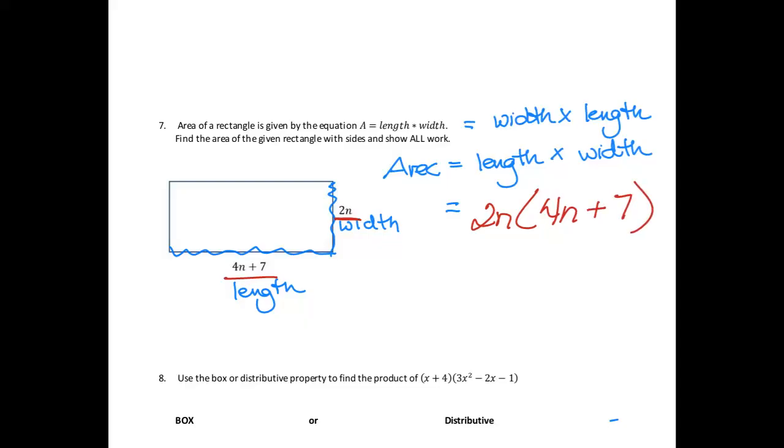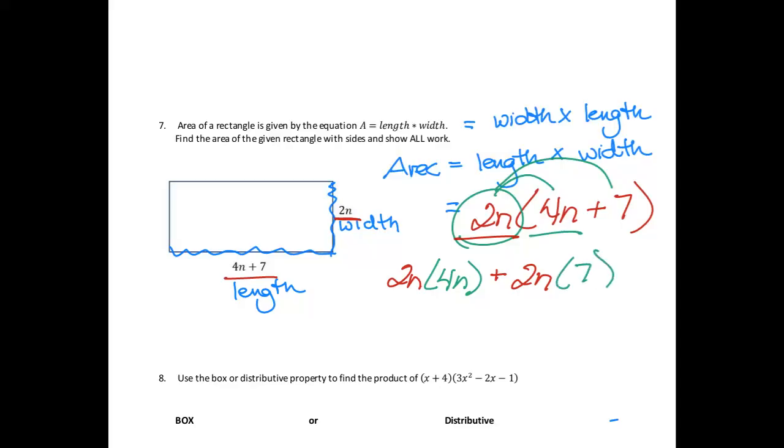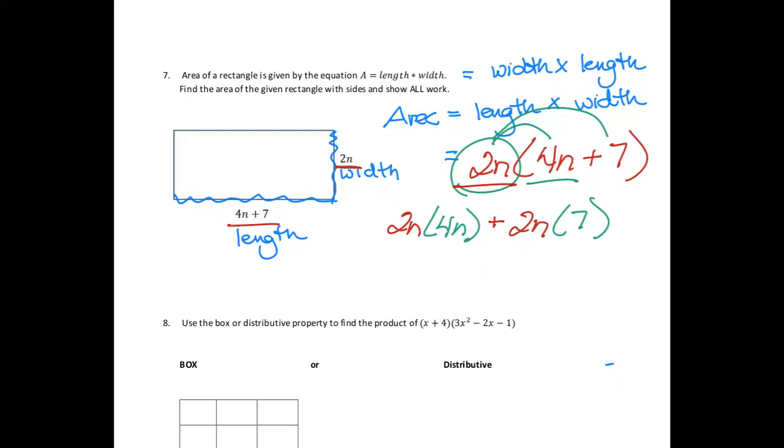4n plus 7. You are distributing this 2n. So this is 2n times my first term of 4n, and then back to 2n on the outside times your last term of 7. So I need to just simplify here. What is the answer to my coefficient when I multiply? What is my coefficient here? 8. And n times n, Damarian, head up please.